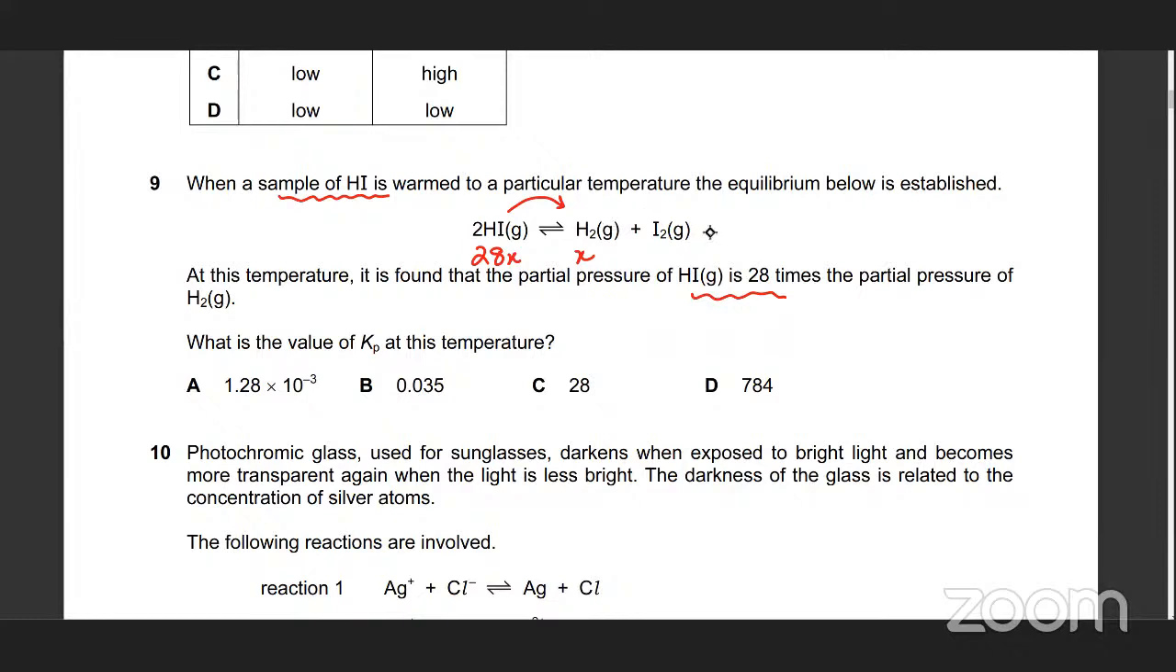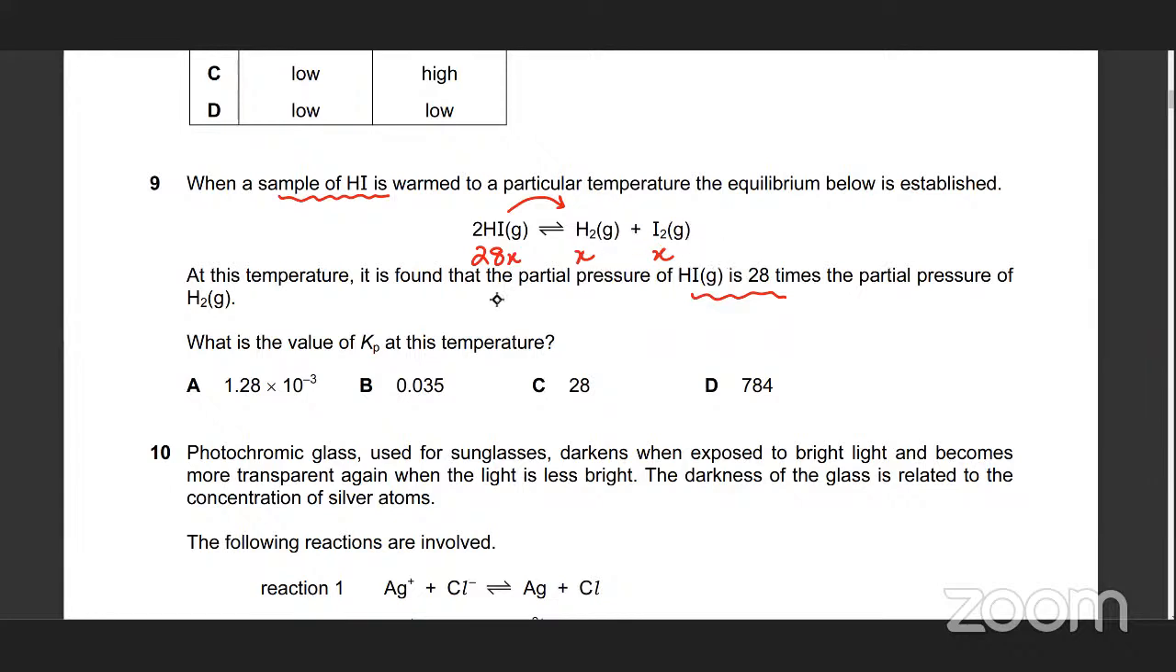So the pressure exerted by H2 would be exactly the same as the pressure exerted by I2, because it's exactly the same moles. The same number of particles of I2 would be bumping into the walls of the container, and the same number of particles of H2 would also be bumping into the walls of the container. So this is what you're getting.